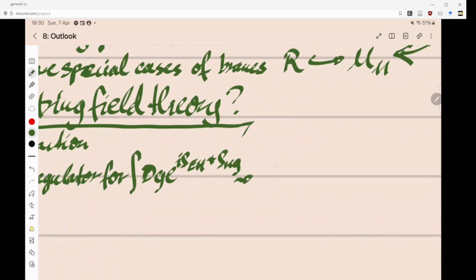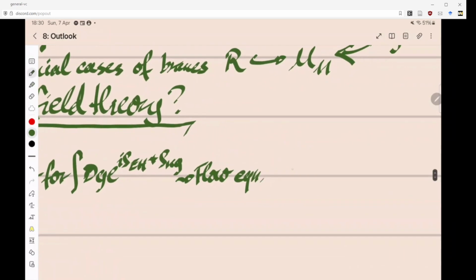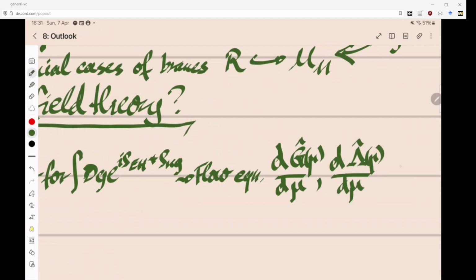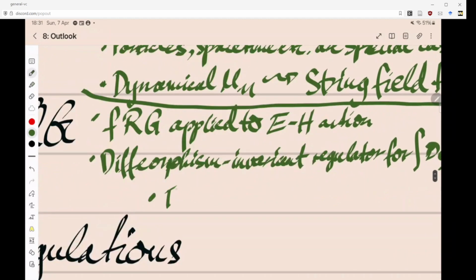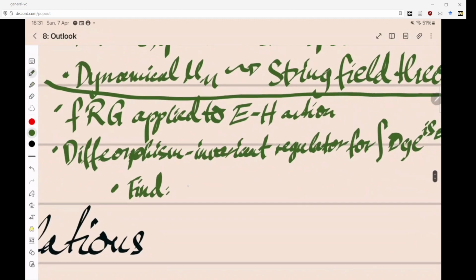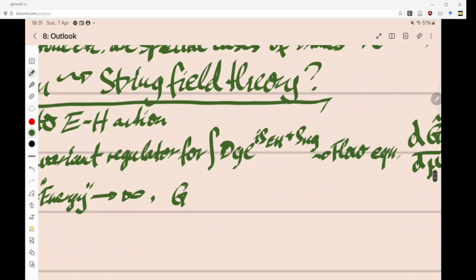And then you get flow equations for the couplings, for the gravitational coupling and the cosmological constant. And what you find is that in the limit of mu, which is like energy, so to say, if you take this to infinity, then g and lambda take finite values.